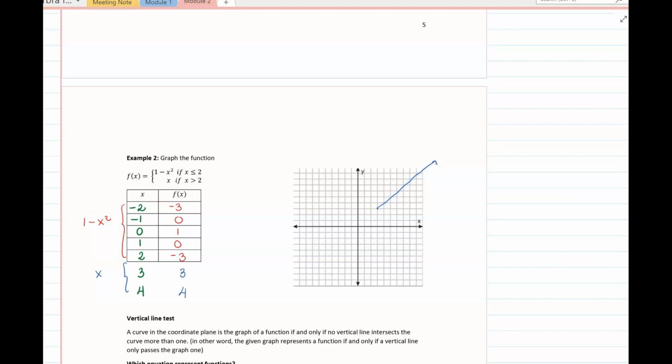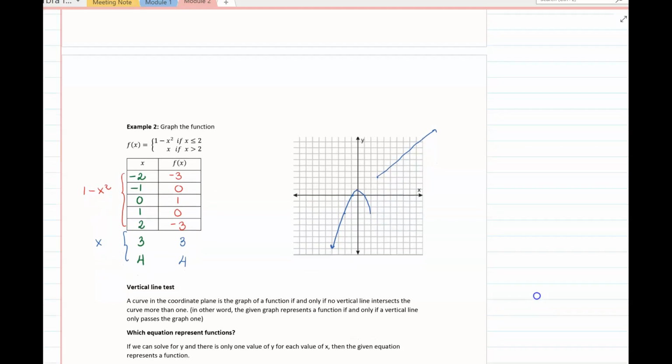When x equals -2, f of x equals -3. When x equals -1, we get 0. When x equals 0, y equals 1. When x equals 1, y equals 0. When x equals 2, y equals -3. So we are looking at this graph. Okay, so that is the graph of the piecewise function.